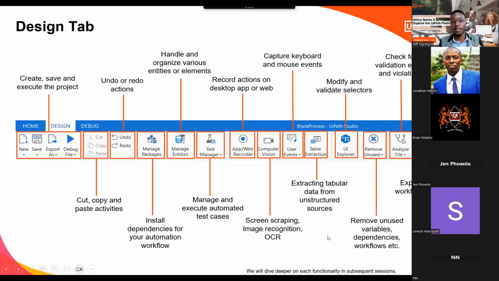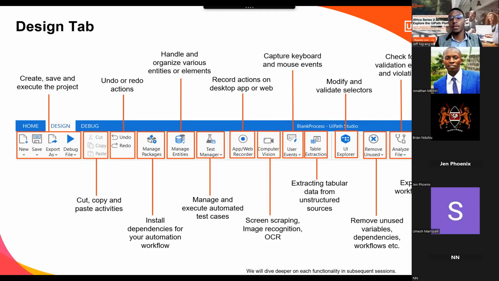The other option we have is table extraction. So table extraction, like the word suggests, enables you to extract tabular data from unstructured sources. So unstructured sources are things like websites, also applications. So table extraction allows you to extract data from those sources like websites, applications, and store that data in a data table that you can use in another activity.